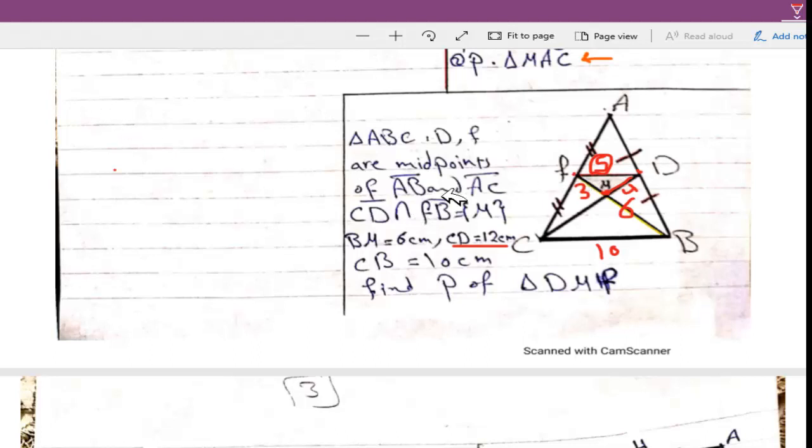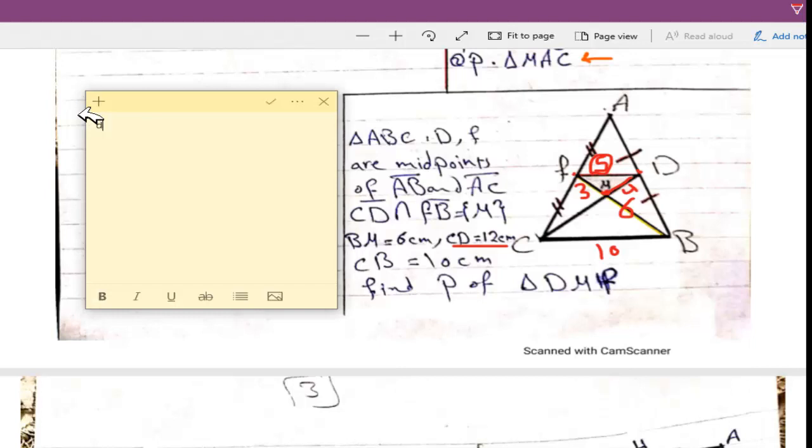Since D is the midpoint and F is the midpoint, you have to write this first. D is midpoint of what? Midpoint of AB, okay, and F is midpoint of what? Midpoint of AC.